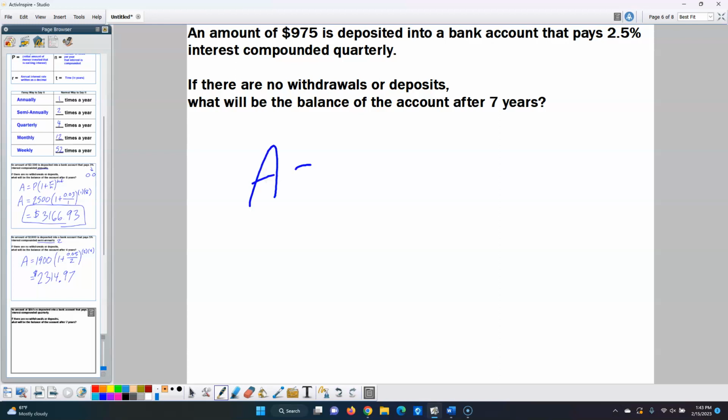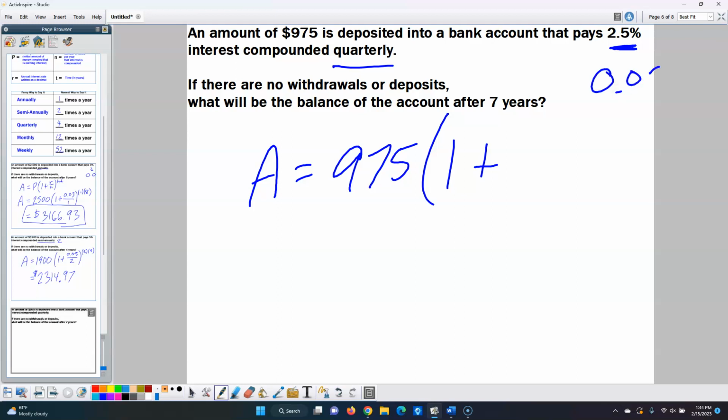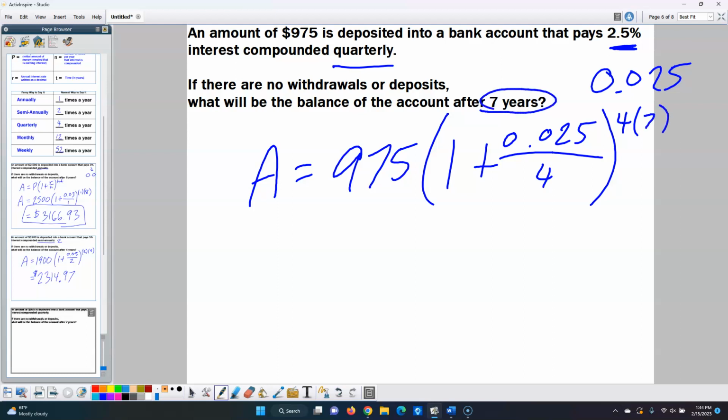Next, once again, just changing numbers and changing one key word right here. This one is quarterly. That's going to be 4 times a year. So I'm depositing $975 into a bank account that pays 2.5%. So 2% would be 0.02. And then 2.5, I'll just add the 5 at the end there. So I've got 0.025. Quarterly means 4. So I'll have 4 times after 7 years. And I'd punch all that into my calculator, and it would give me 1160.83, I believe.